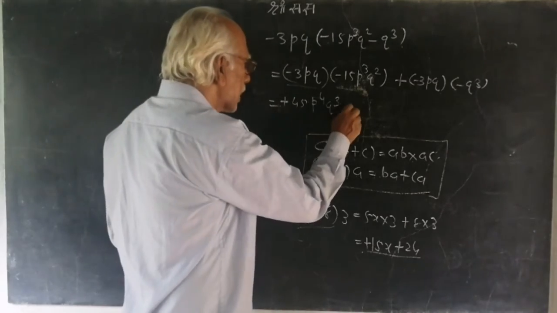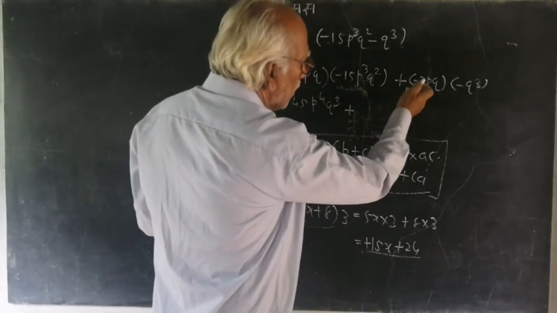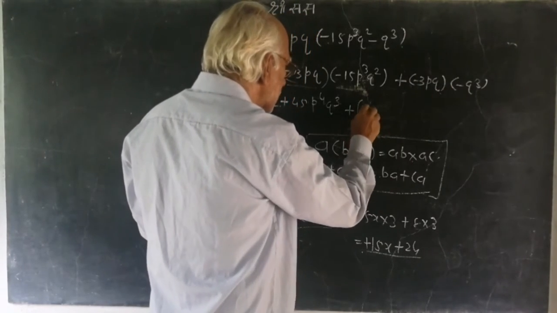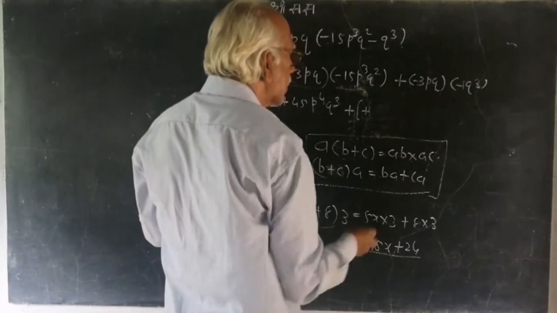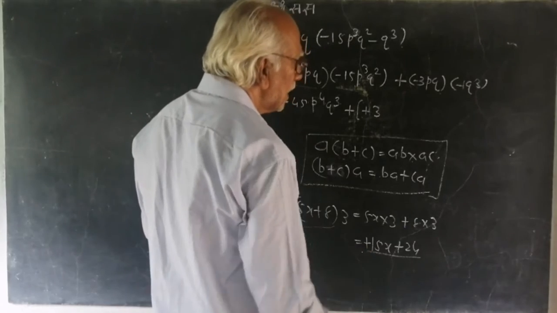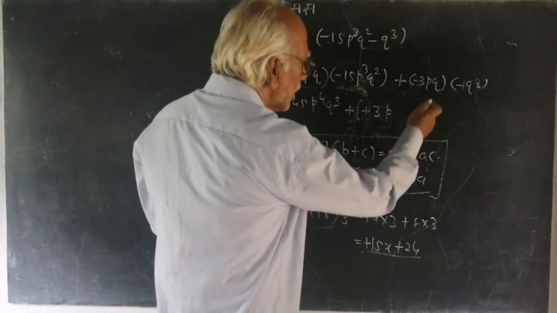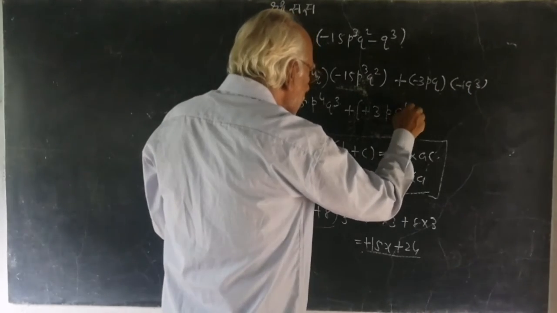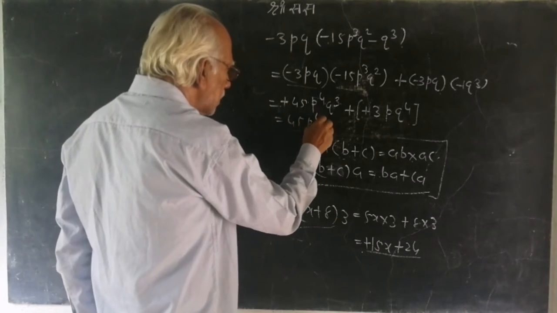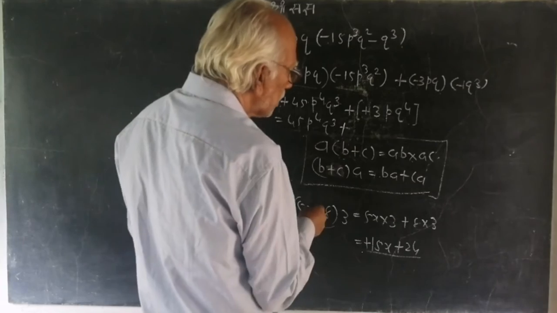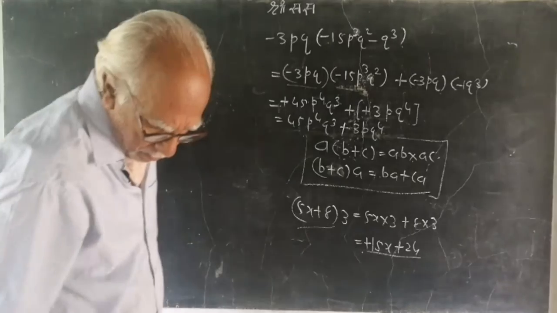Now similarly we can move to the second term. Here minus into minus is plus, first, and then 3. Here no number implies 1, 3 into 1 is 3, and p is here only, so we write p, and then q into q cube is q fourth. So the final answer is 45 p fourth q cube plus 3 p q fourth.